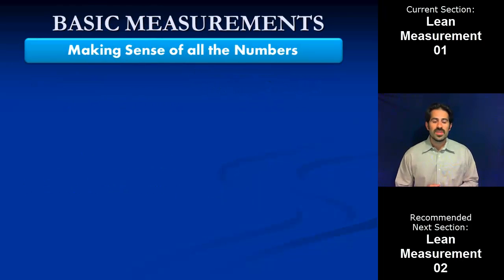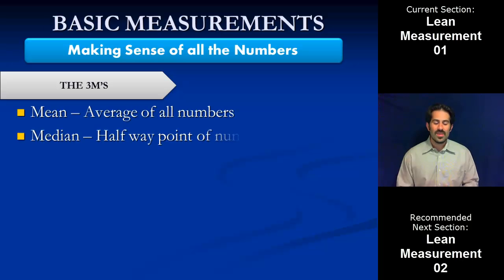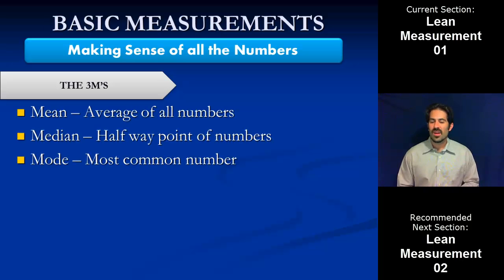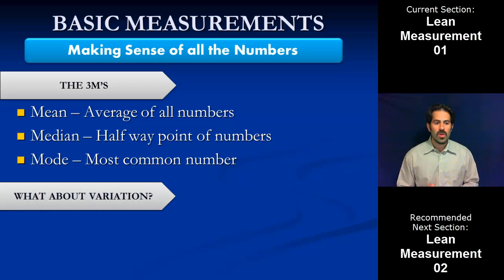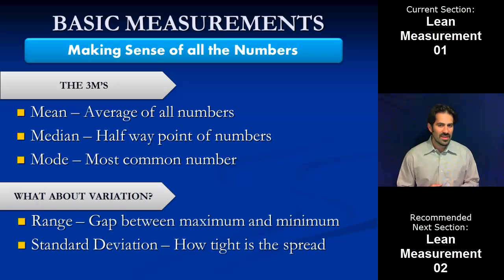So for basic measurements, really the goal is we collect all this raw data. Now, how do we start actually making sense out of this? You've got the 3 M's, and this is something that almost everybody is very familiar with. Mean, which is just an average of all your numbers. The median, which is halfway between the maximum and the minimum. And then the last one is the mode, which is the number that occurs the most out of any given sample.